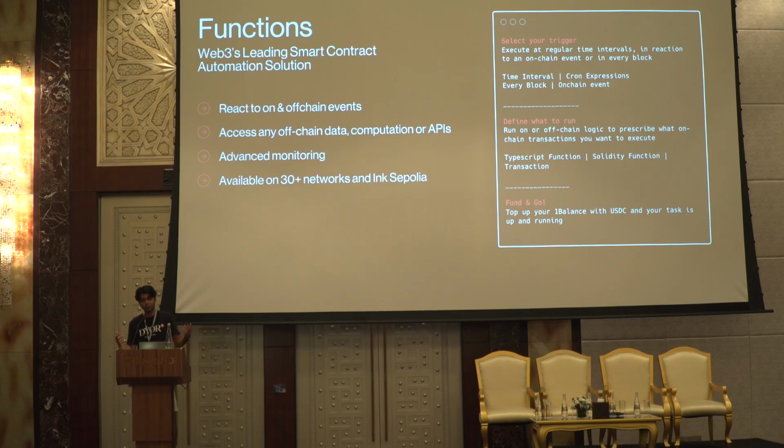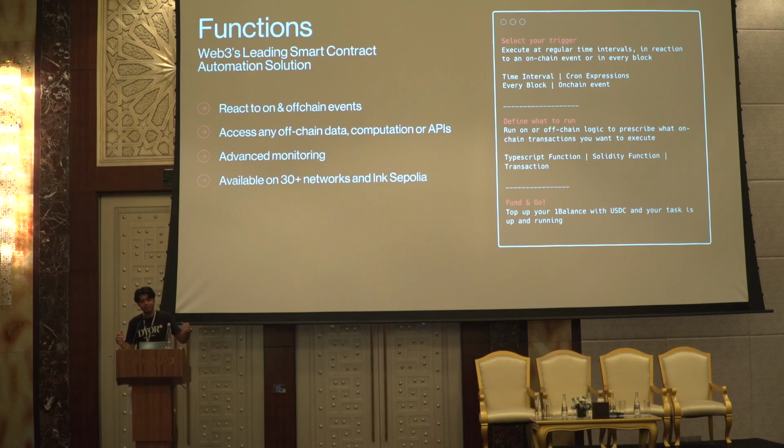There are also three major steps given that you want to implement this in your app. Firstly, you would select your trigger. This could be a time-based interval, a cron expression, a block, or an on-chain event. Based on this, you can select whether you want to run a TypeScript function, a Solidity function, or an automated transaction, right? Once you have identified those, you'll deploy the TypeScript function, or you'll write a Solidity contract, which will help you with the automation.